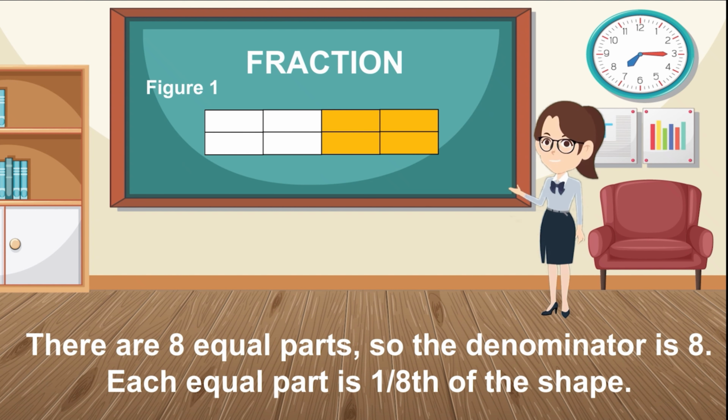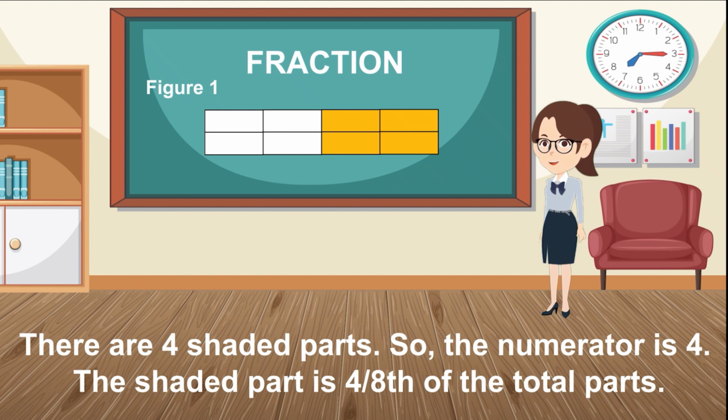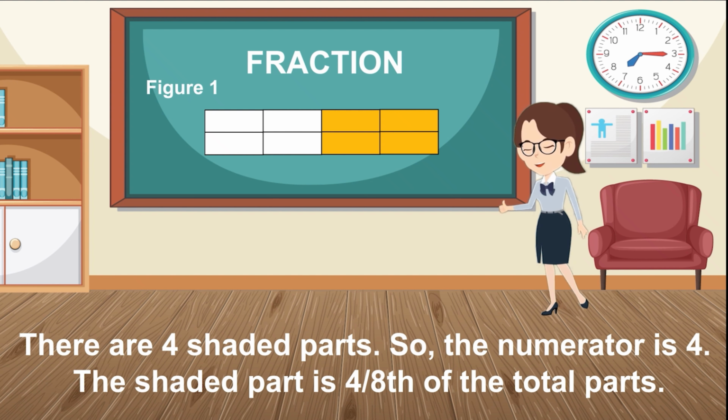In figure 1, there are 8 equal parts, so the denominator is 8. Each equal part is 1/8 of the shape. There are 4 shaded parts, so the numerator is 4. The shaded part is 4/8 of the total parts.